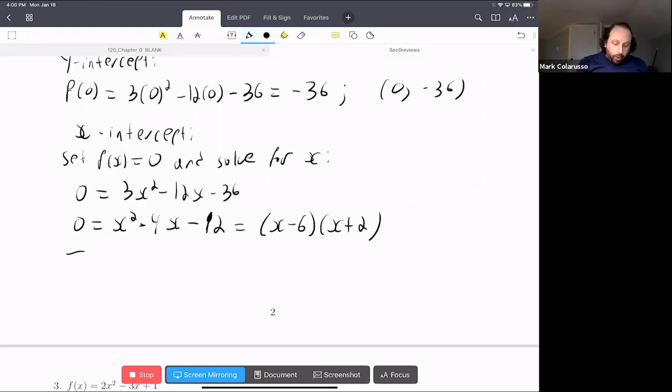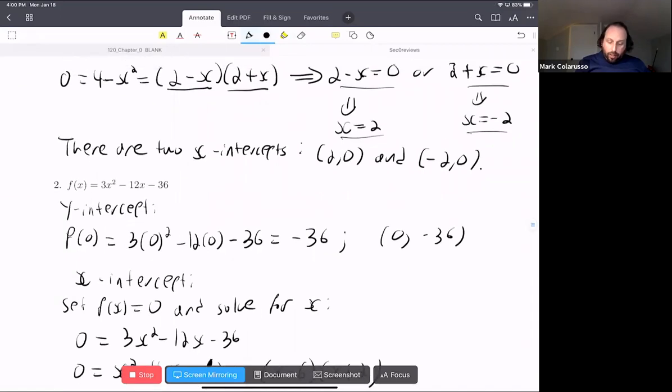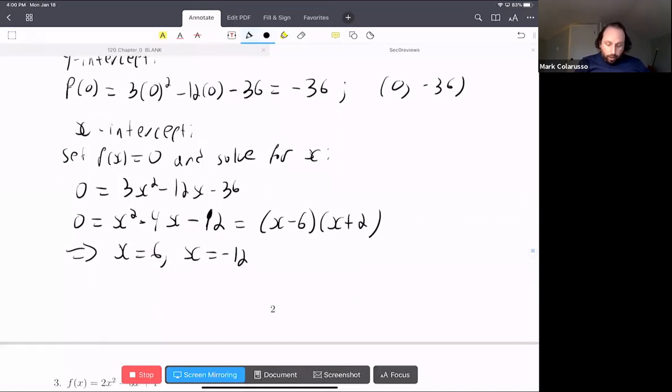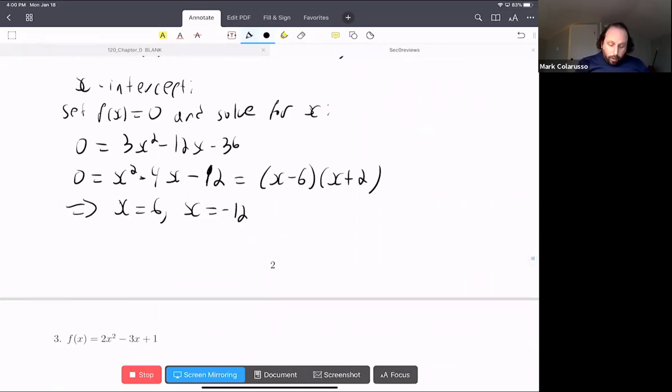So again, we have two solutions. This implies that x is equal to 6 or x is equal to minus 2. I'm just skipping this step of setting the linear factors equal to 0, like I did above, and going directly to the answers. So we reduce it to two linear factors being 0, which we know how to do. And so two x-intercepts again, and they are (6, 0) and (minus 2, 0). So we're in good shape there.